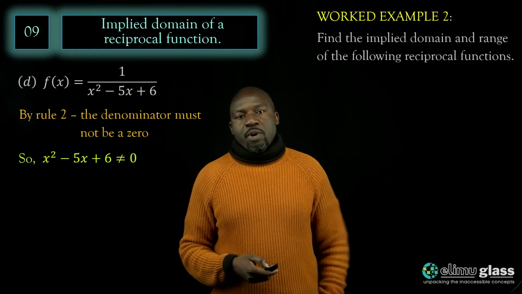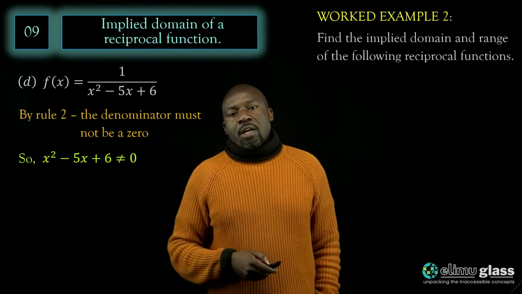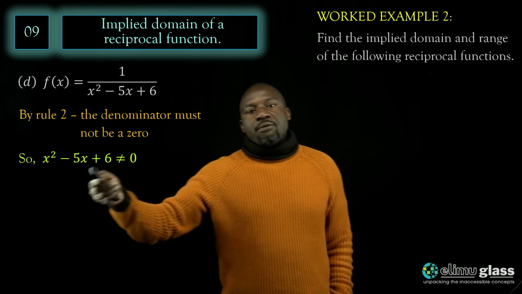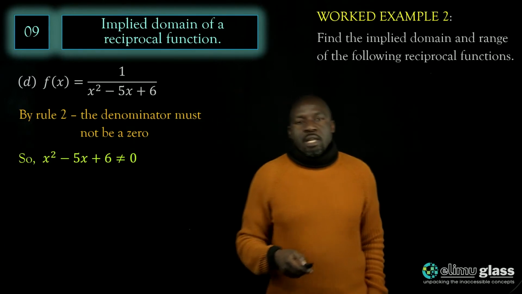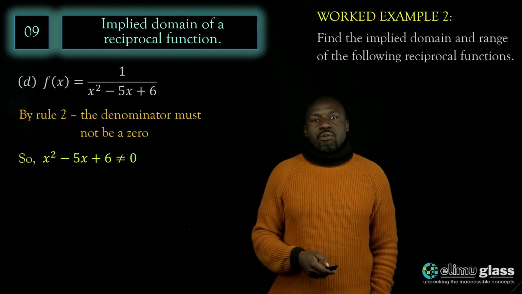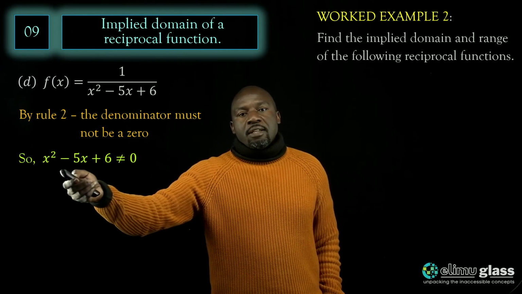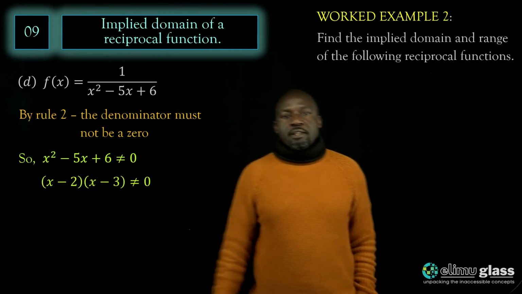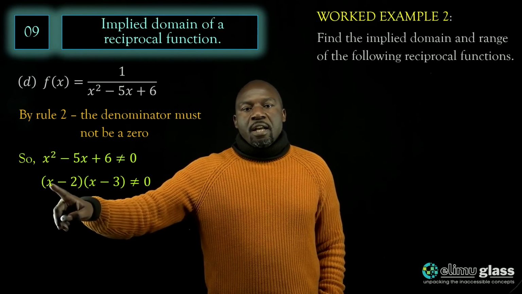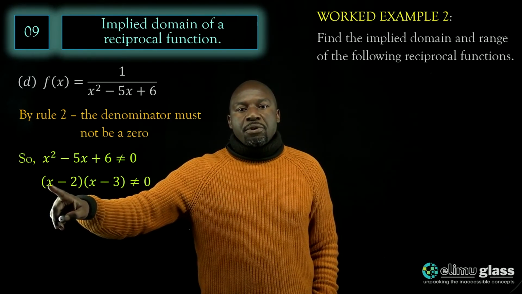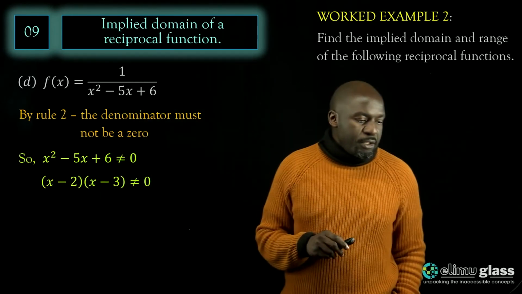We factorize where possible, and if we are not able to factorize, we can use the quadratic formula to find those values of x that will make this 0, and those will be the values we don't want. They will be the exclusions in the domain. In this case, it's very easy to factorize. This is (x minus 2)(x minus 3) equals 0, and from here we can easily see that if I make x a 2, the whole thing is rendered 0. So 2 is not accepted in this domain.